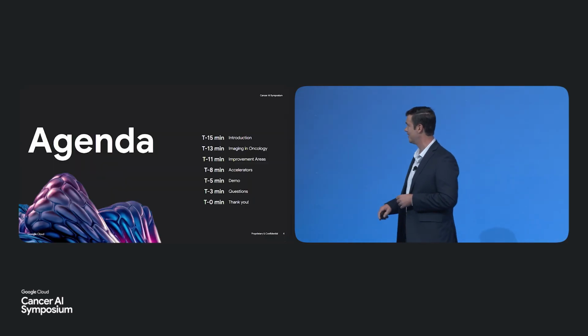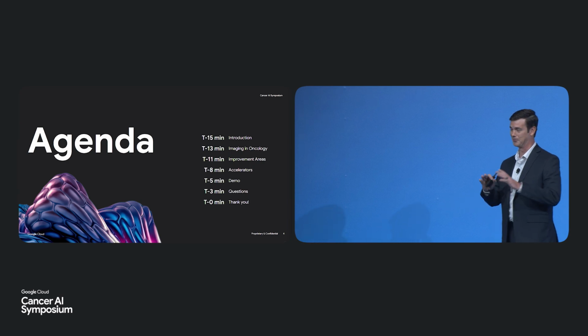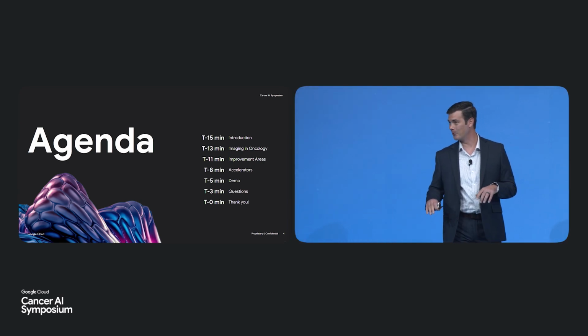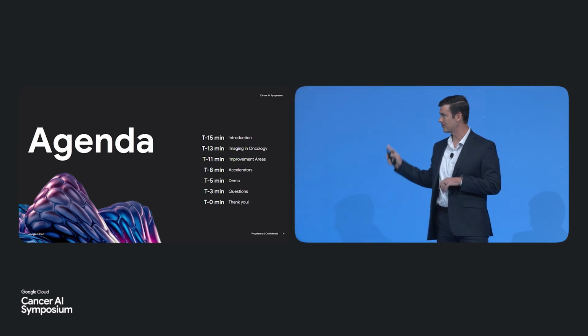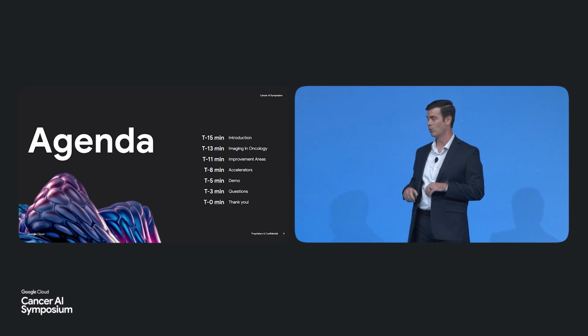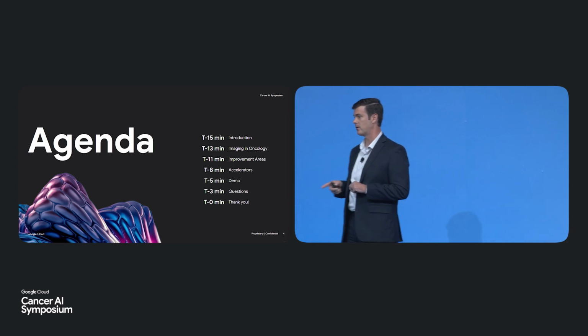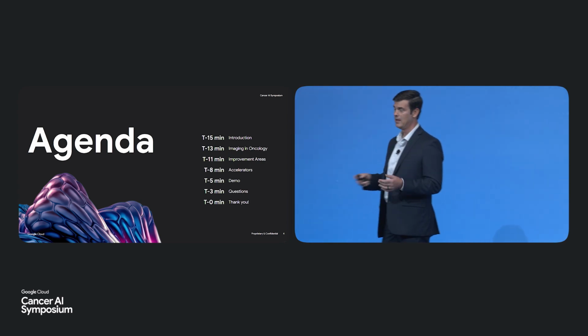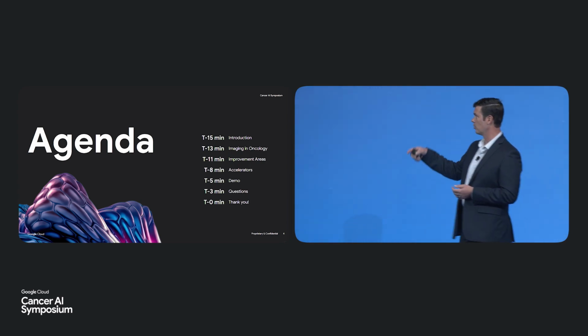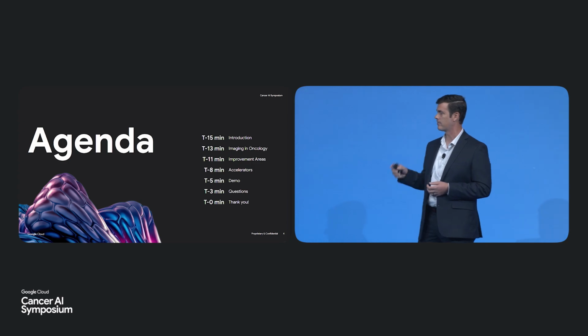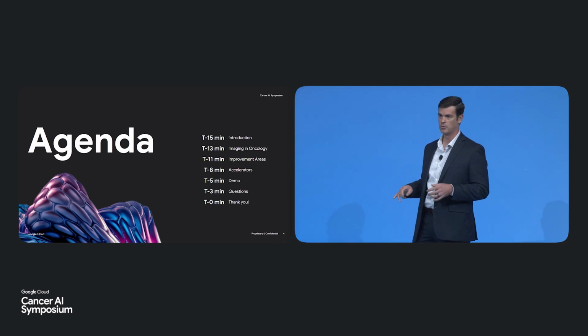Rough agenda, I did a T-minus thing because these are massive lightning talks. So 50 minutes I've got, going to talk about the space, going to talk about where those improvement opportunities are. I'm going to talk about what the accelerators are that we have in Google Cloud right now. And then, of course, no questions, sorry about that. But I'm going to have a quick demo on pathology, which is one of the applications within the medical imaging space.